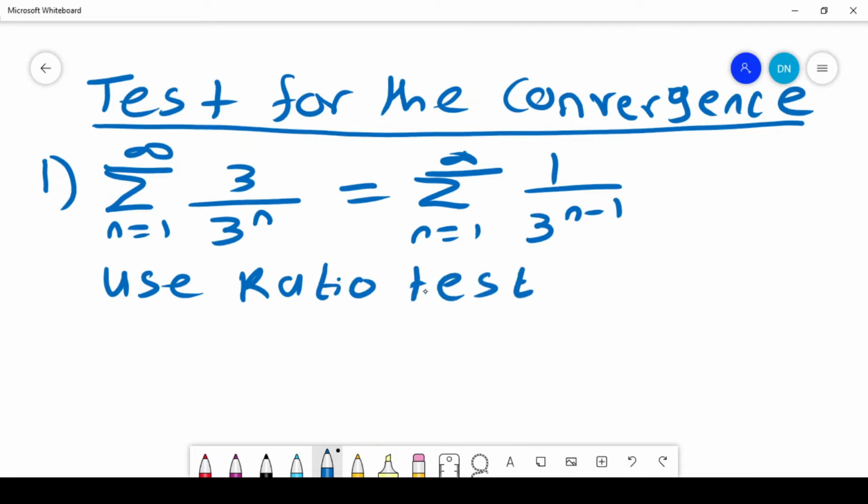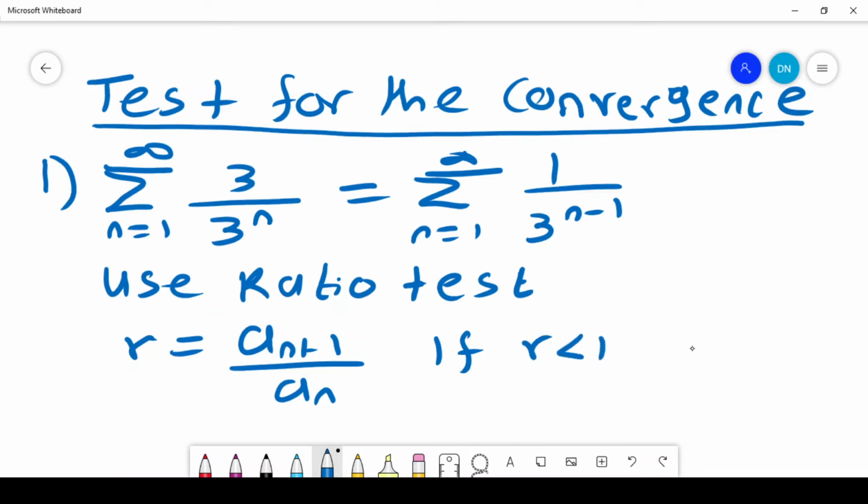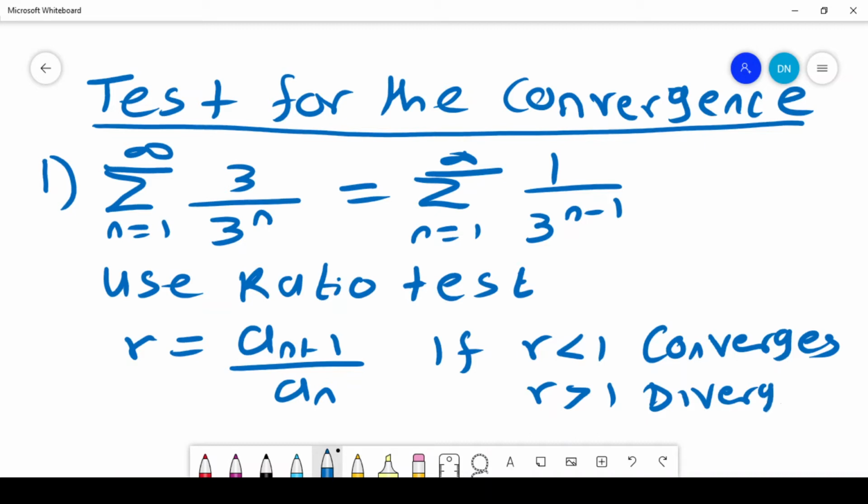I want to see how the ratio test works. One of the things we want to keep in mind is that we calculate the value of R, which is given by a_(n+1) over a_n. If R is less than 1, then the series converges. If R is greater than 1, it diverges. If R is equal to 1, we need to test. So you need to do further testing if the value is equal to 1.